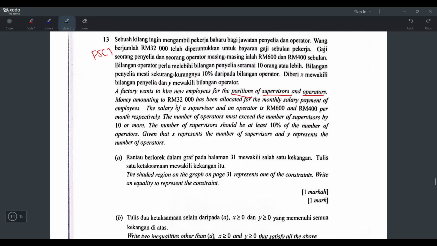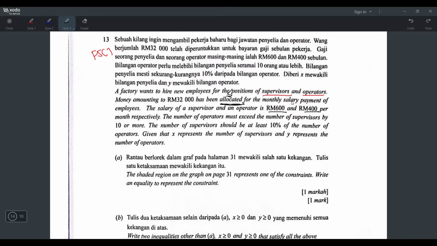So money amounting 32,000 has been allocated. Whenever you see the word allocated, it means smaller or equals. Smaller equals, allocated, smaller equals. For the monthly salary payment of employees. So this is the maximum. The salary of supervisor and operator is 600 and 400. But I don't care about all this information.